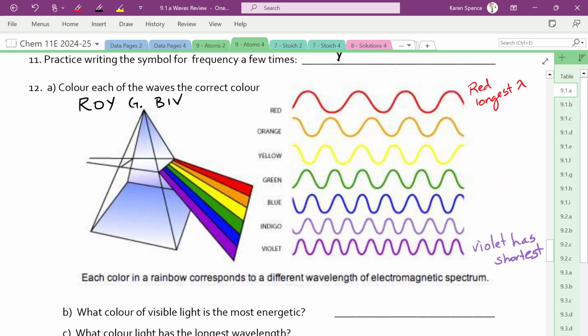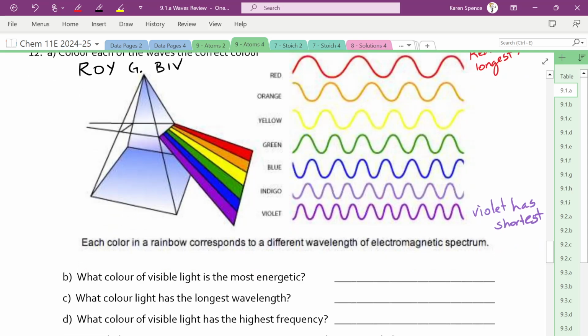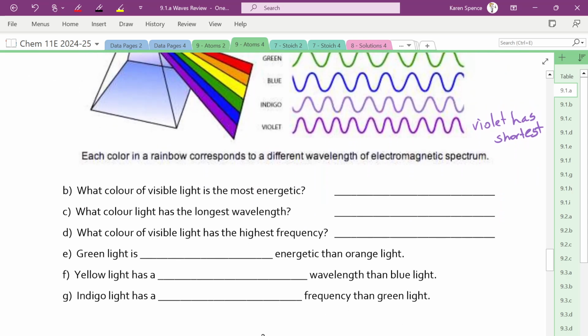Okay? But for now, I would like you to do these little exercises here. And once again, give me a little wave when you're done. Okay?